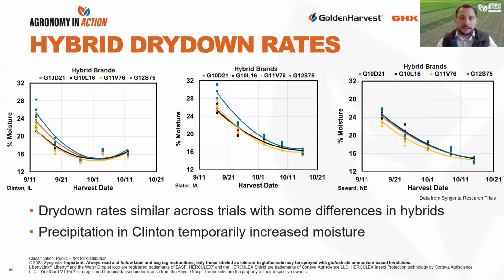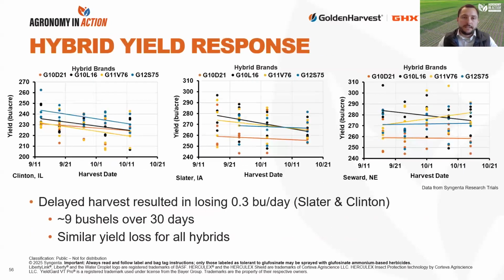I think all of us would look at this and say, well, that makes a lot of sense. If I give corn 45, 50 days to dry down, of course it's going to get drier, and that's exactly what we saw. Where things get more interesting is when we look at the yield responses that go along with the different harvest dates. We have our 3 different locations here, and each location shows a slightly different data set, but the trend, for the most part, tells me 2 things.